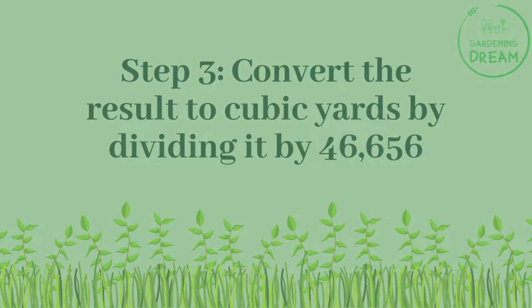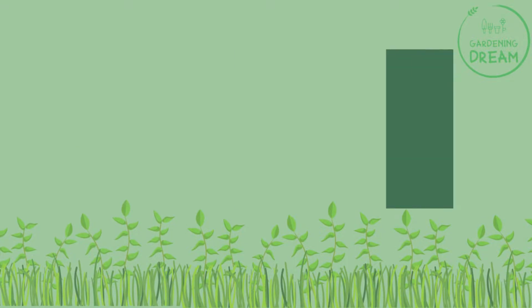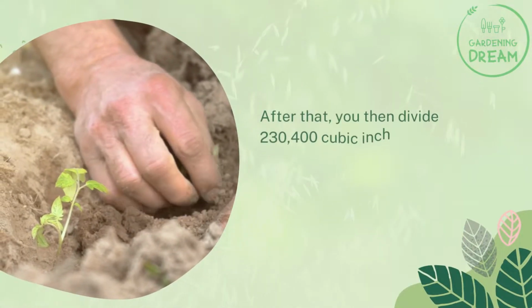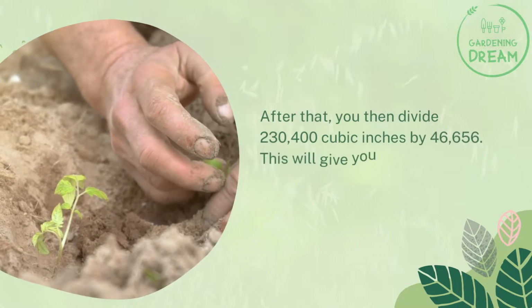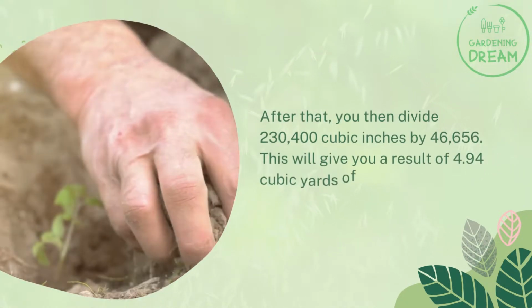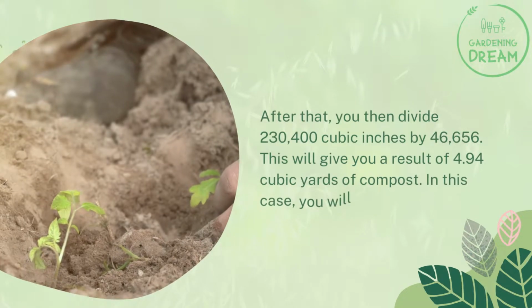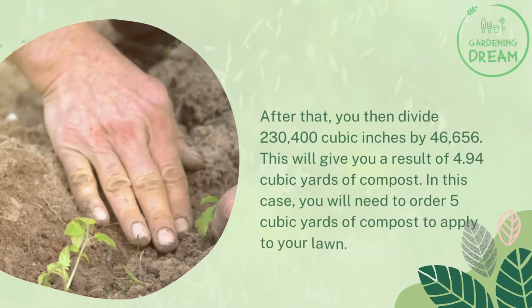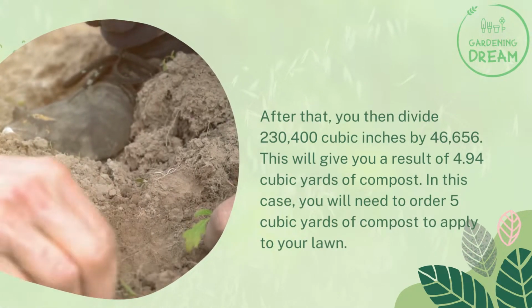Step 3. Convert the result to cubic yards by dividing it by 46,656. You then divide 230,400 cubic inches by 46,656. This will give you a result of 4.94 cubic yards of compost. In this case, you will need to order 5 cubic yards of compost to apply to your lawn.